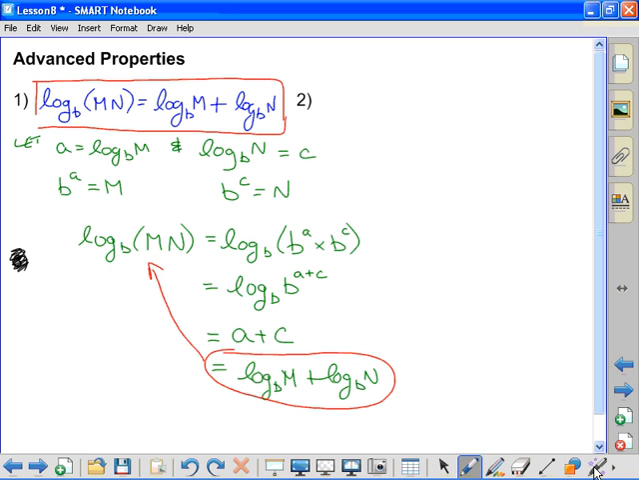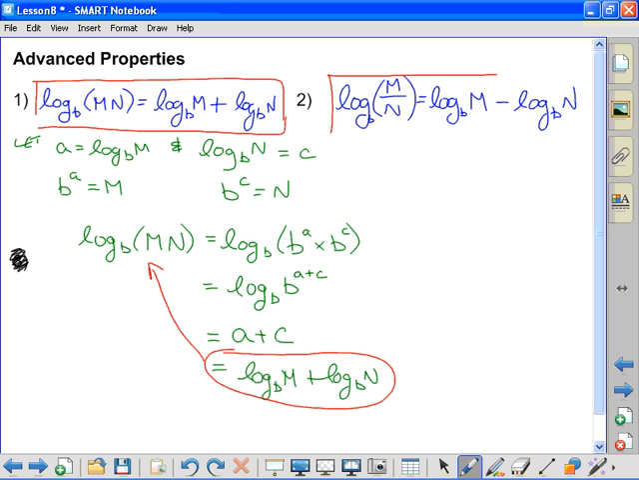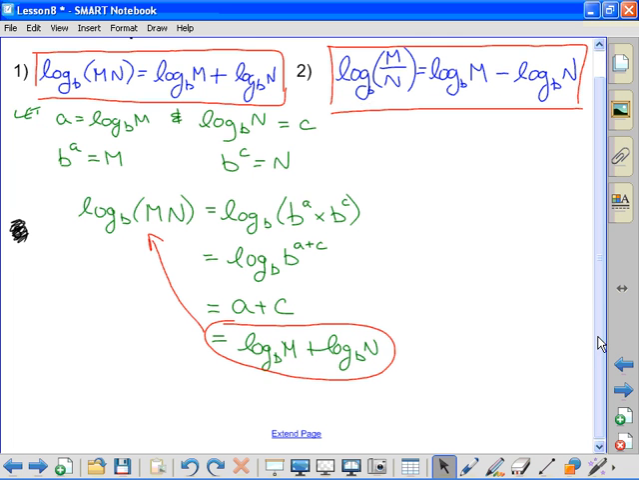The second rule is our division rule. So log of m divided by n. Very, very similar, except this time it's going to be subtraction. So log base b of m minus log base b of n. That's your second one. You want to make sure that gets on there. And then I'm going to slip number 3 and 4 down below here.